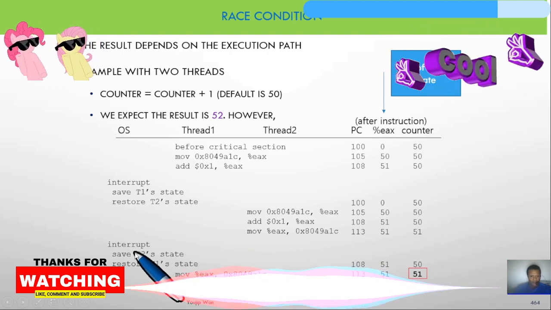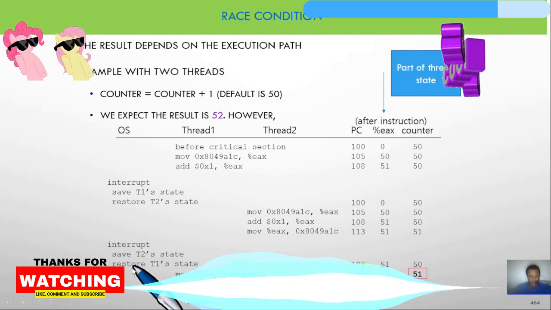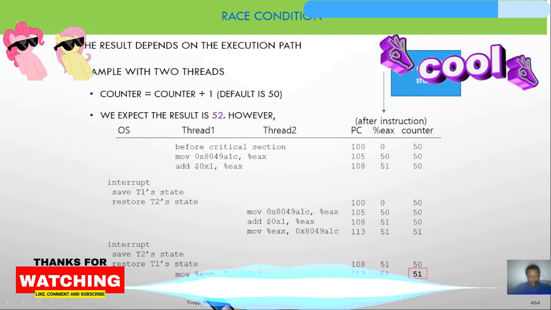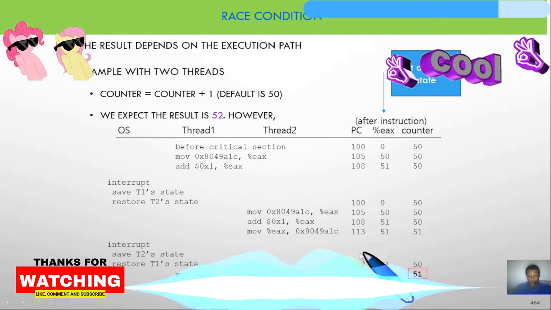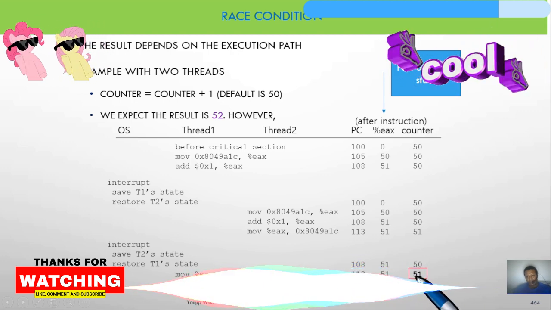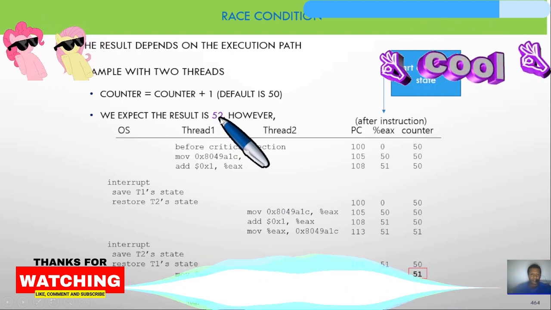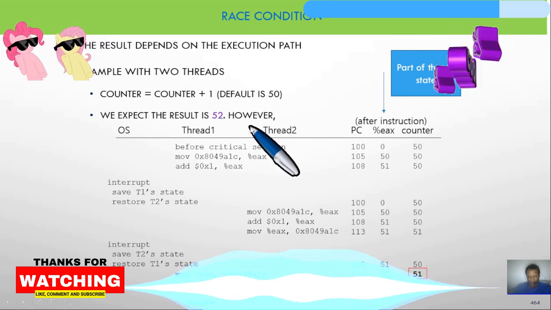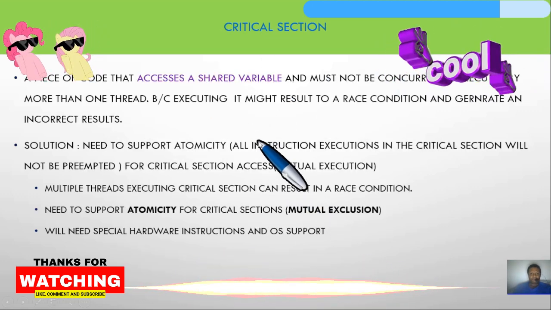Then again an interrupt happens, so save the T2 state and restore the T1 state. So in the T1 state, 113, 51. So the result will be, as you can see, 51, but we are expecting 52. So this is the race condition.